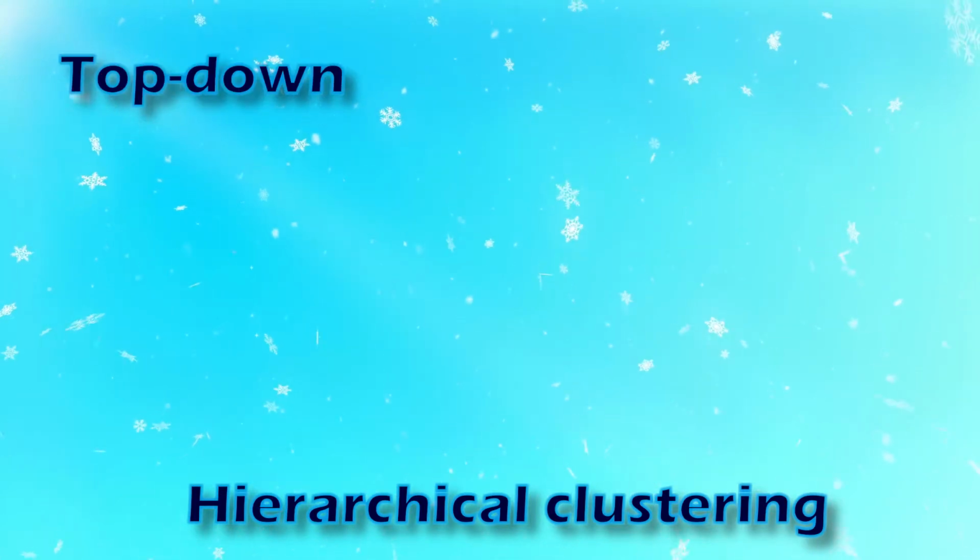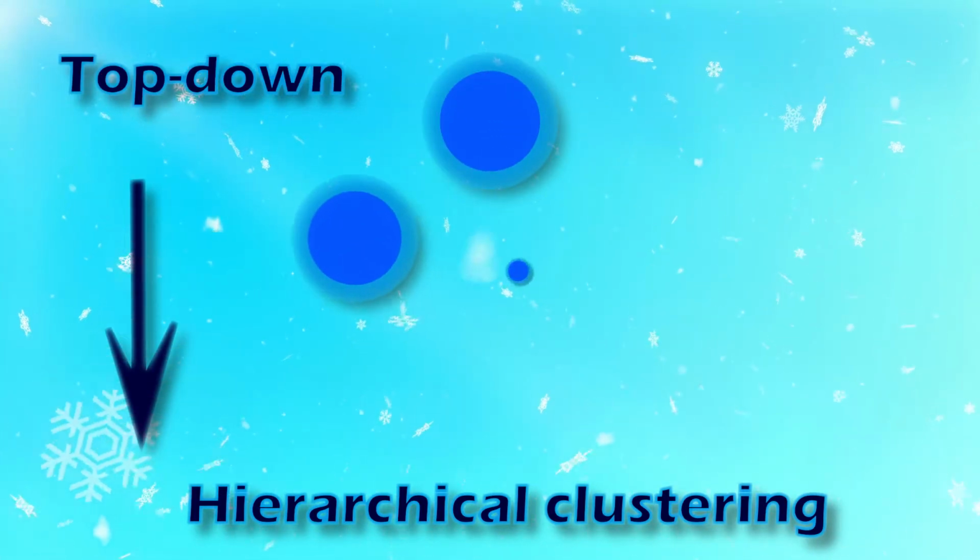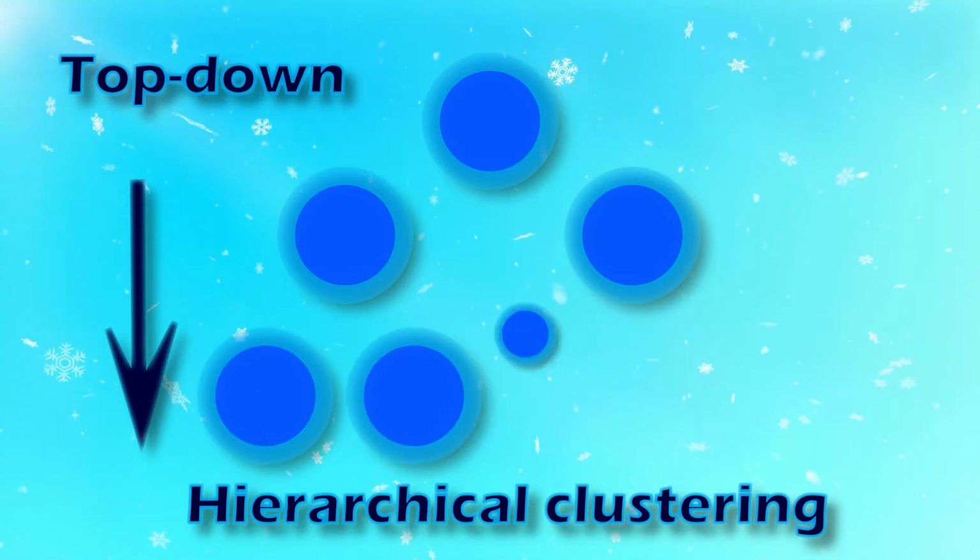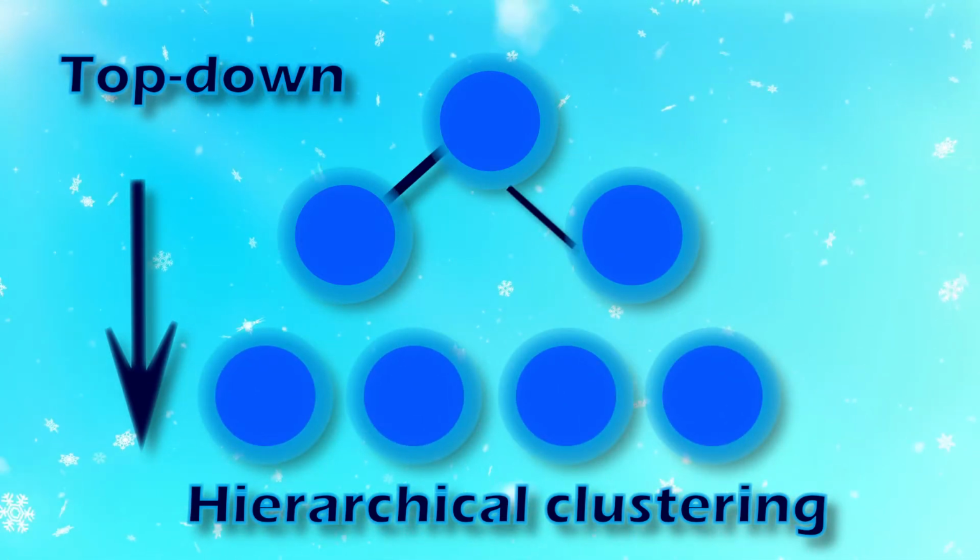The top-down method is divisive. It starts with a single cluster and builds partitions until each piece of data is a cluster.